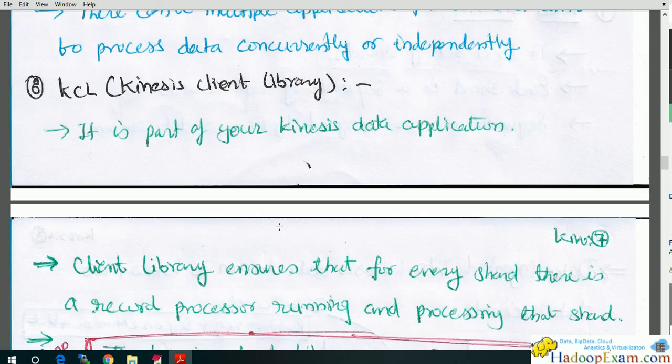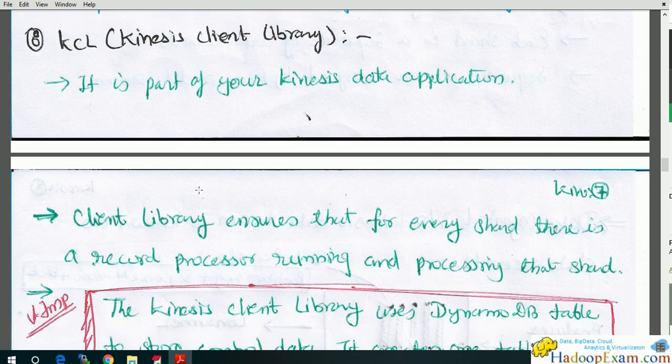The client library ensures that for every shard there is a record processor running and processing that shard, okay. When I discuss the architecture of the processing, I will explain how this record processor is used. But for every shard there should be a record processor. If you don't see a record processor for one shard, then your records would not be processed, correct. That is the responsibility of the Kinesis client library, or you can write your own code to manage all this, but I would recommend, and even AWS recommends, using the Kinesis client library, okay.